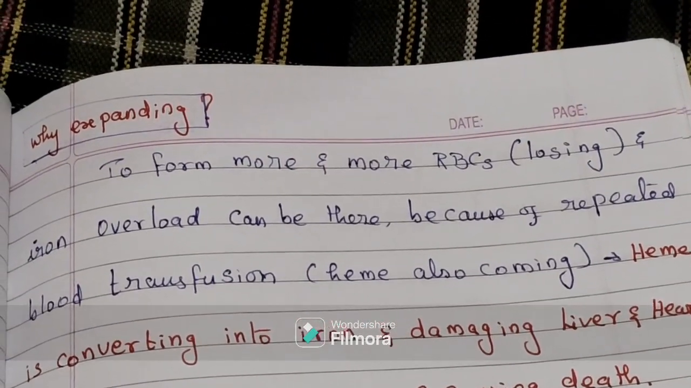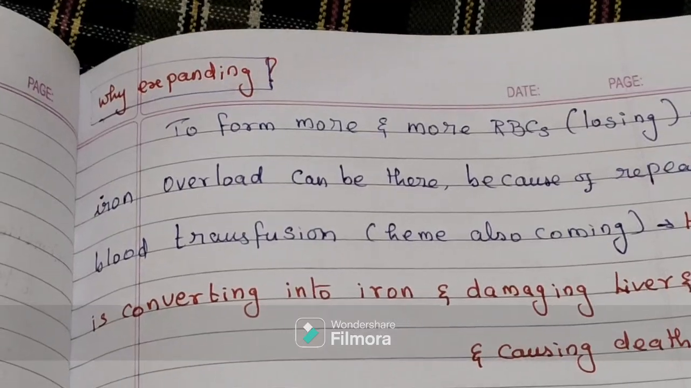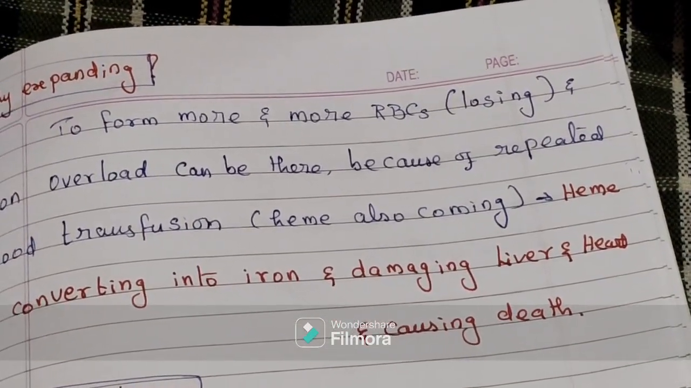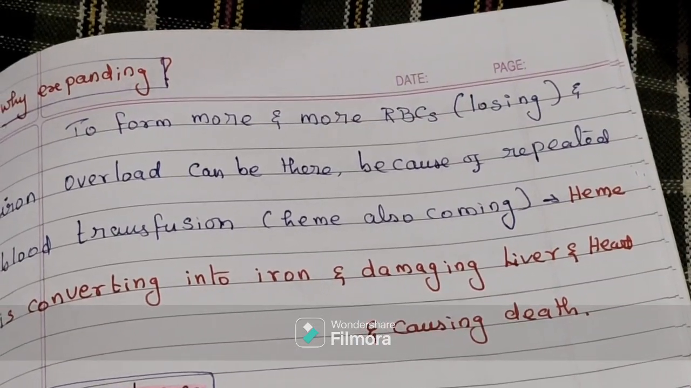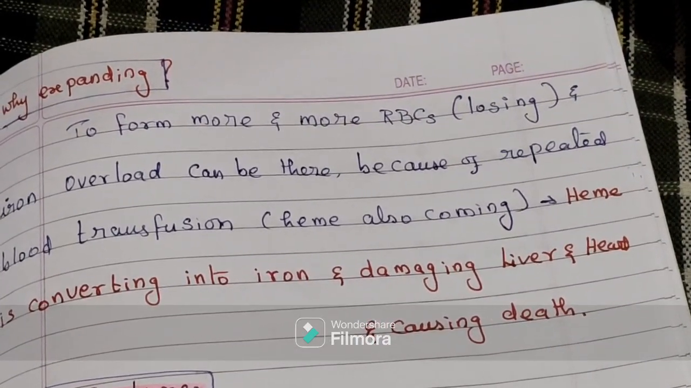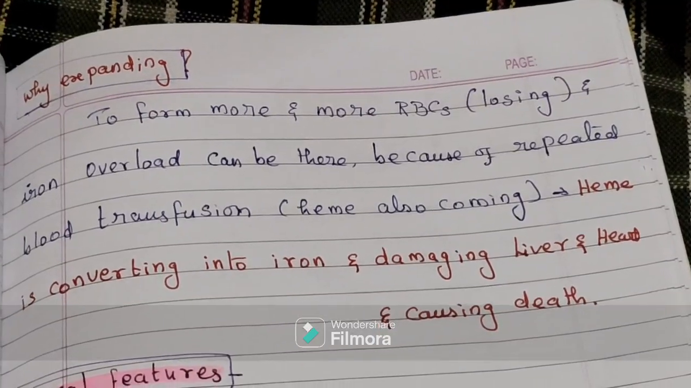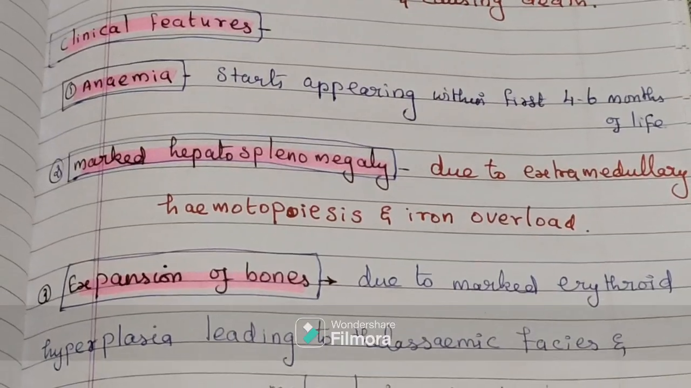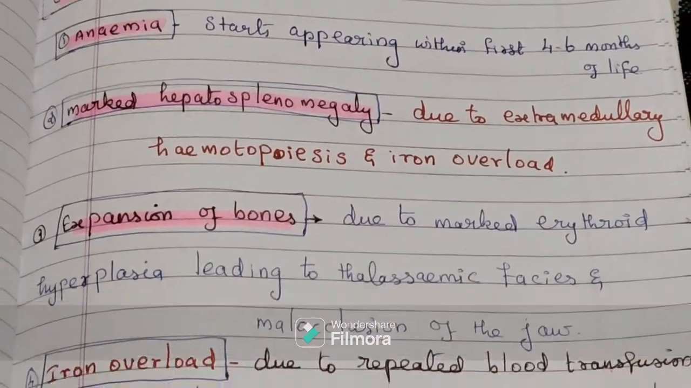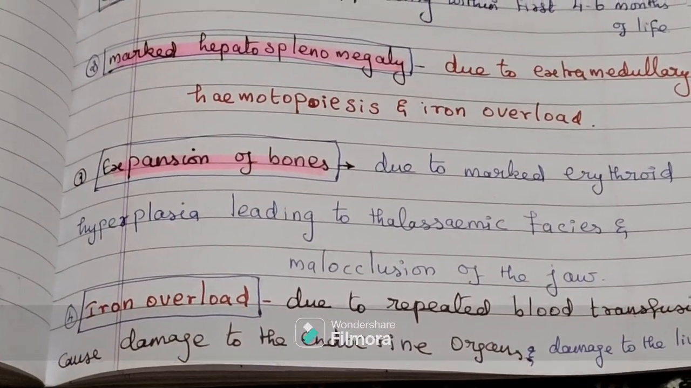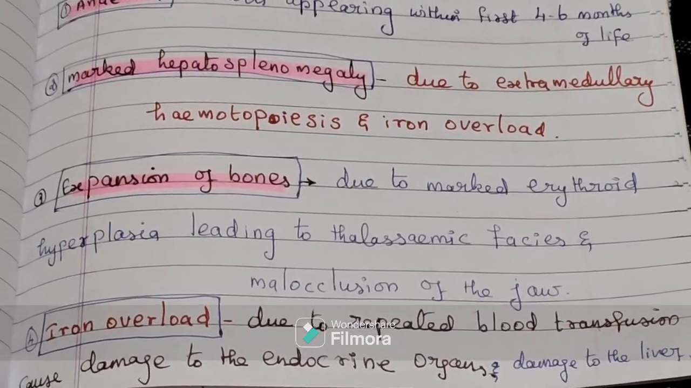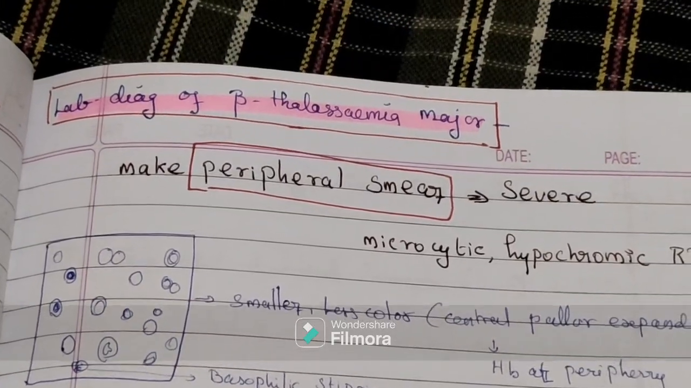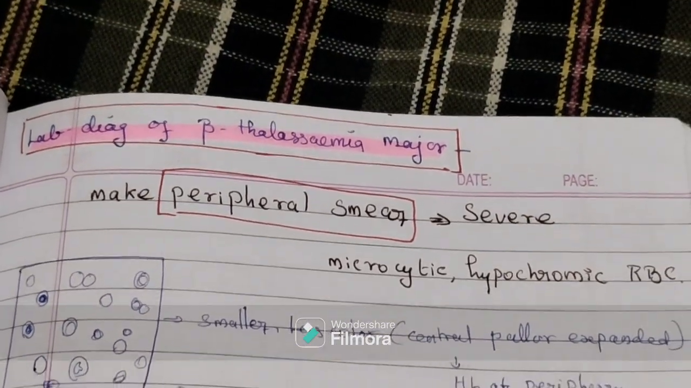And iron overload can be there because of repeated blood transfusion. Every time, heme is also coming, and heme is converted into iron and damages the liver and heart, causing death. So that can be the problem. So clinical features: anemia, hepatosplenomegaly, expansion of bone, and iron overload. These are the problems. Now coming to laboratory diagnosis of beta thalassemia major.